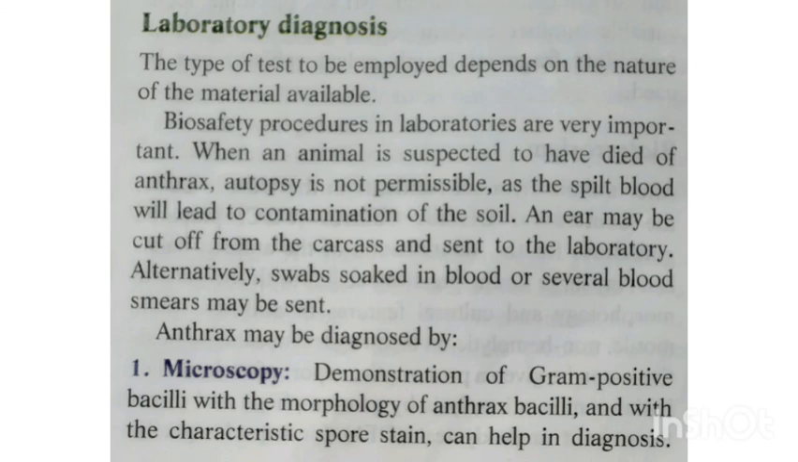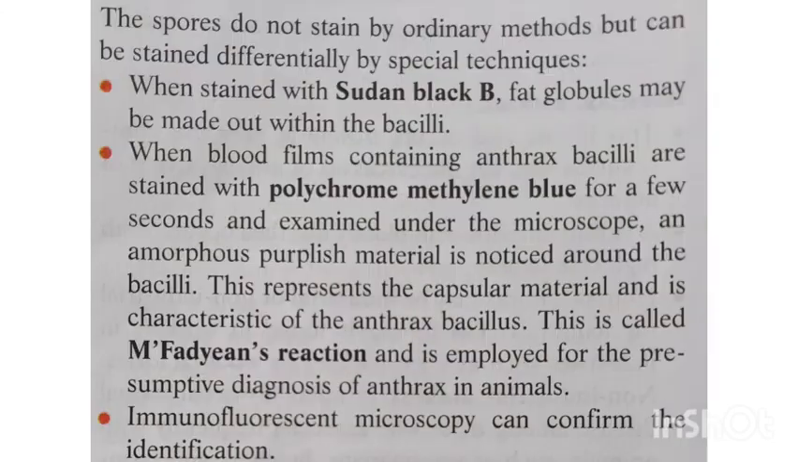Okay, then anthrax may be diagnosed, or the methods of identification are, microscopy, culture methods, animal inoculation, serological demonstration, and molecular methods. In the microscopic method we can use gram staining as well as spore staining for the identification of the morphology of Bacillus anthracis. Okay, so gram staining, spore staining as well as capsule staining can be used to detect the morphology of Bacillus anthracis. The spores do not stain by ordinary methods.